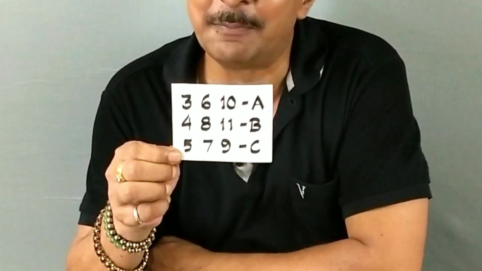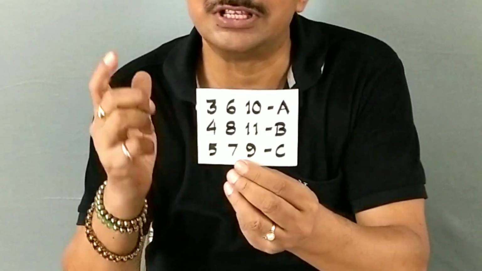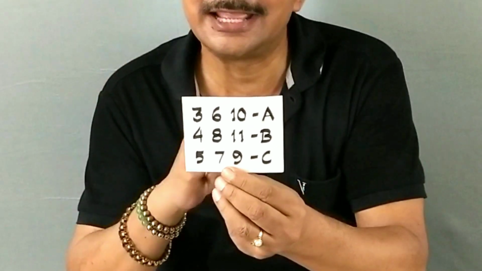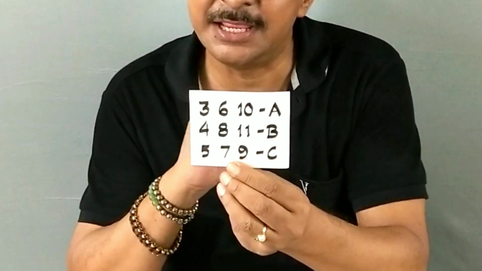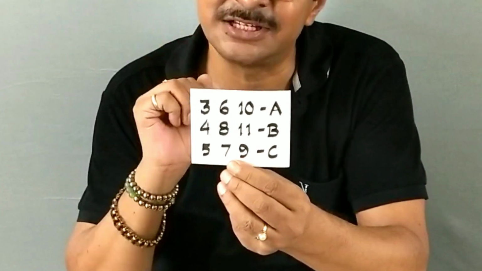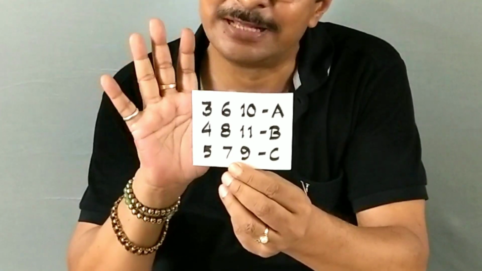Let me read it out once again. 3, 6, 10 is equal to A. 4, 8, 11 is equal to B. 5, 7, 9 is equal to C. So that is the chart.